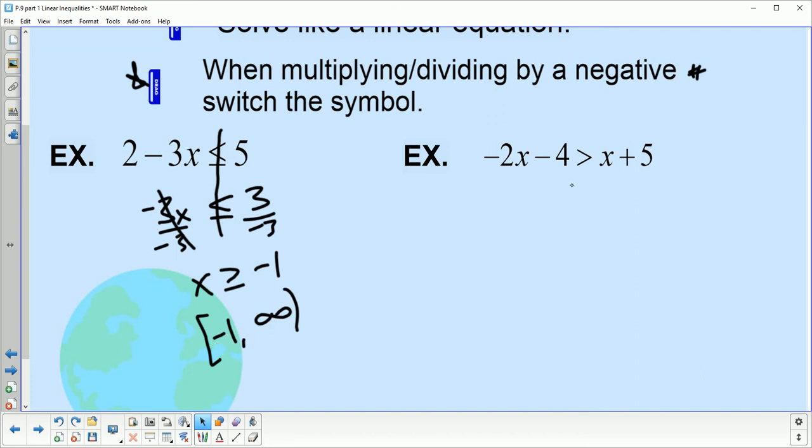Okay, here, still solving it just like an equation. We need to get our x's on the same side. We don't like that. It doesn't matter which one we get them on.